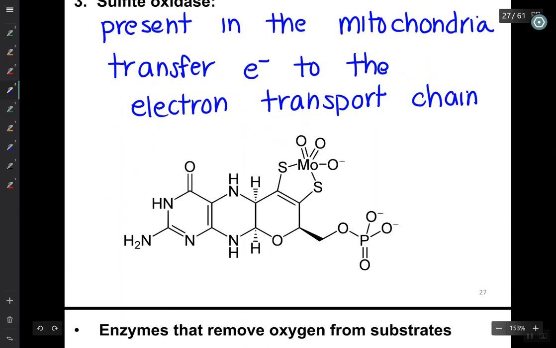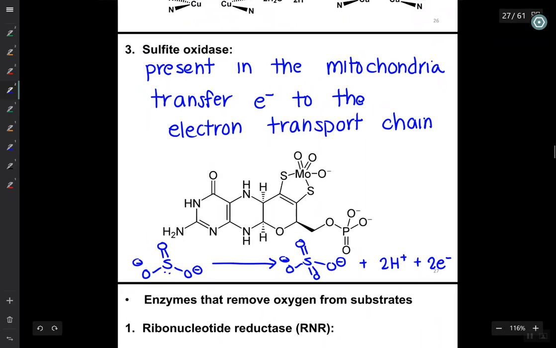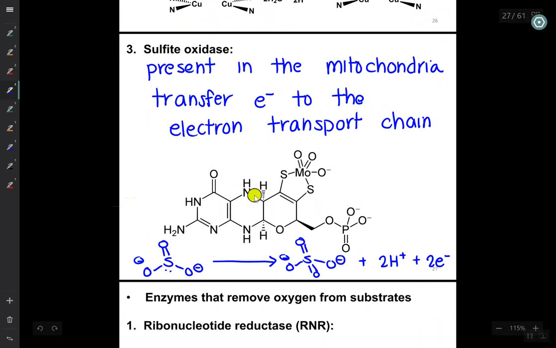I guess I should probably squeeze in the reaction right here. So what this does is it takes the molecule sulfite, which has this Lewis structure, and it oxidizes the sulfite to sulfate. To balance, we have two protons and 2 electrons. But what's interesting, and that we haven't seen yet, is that this uses a molybdenum cofactor.